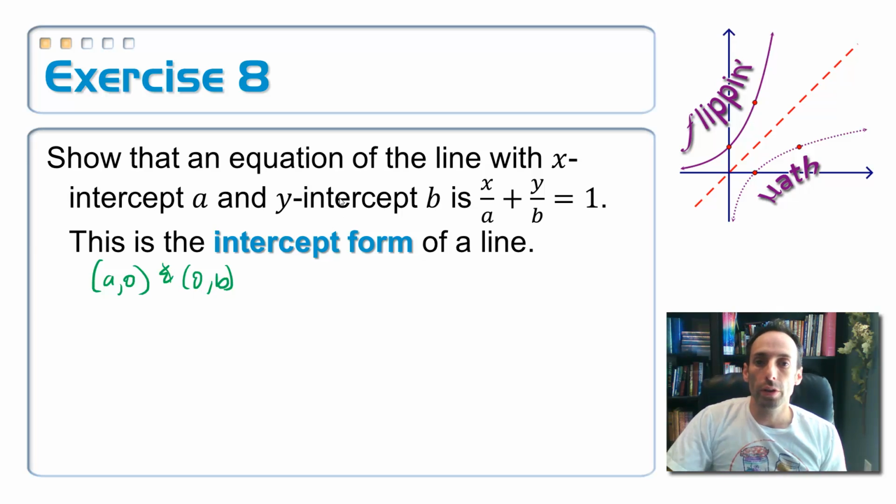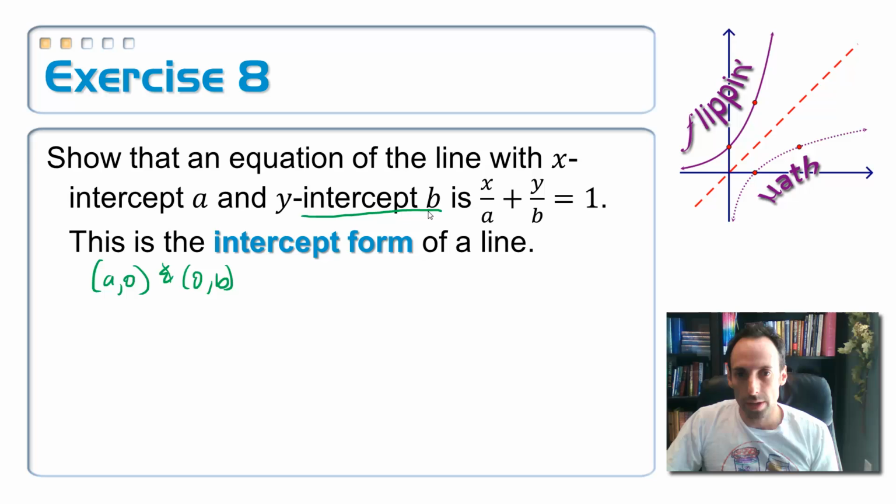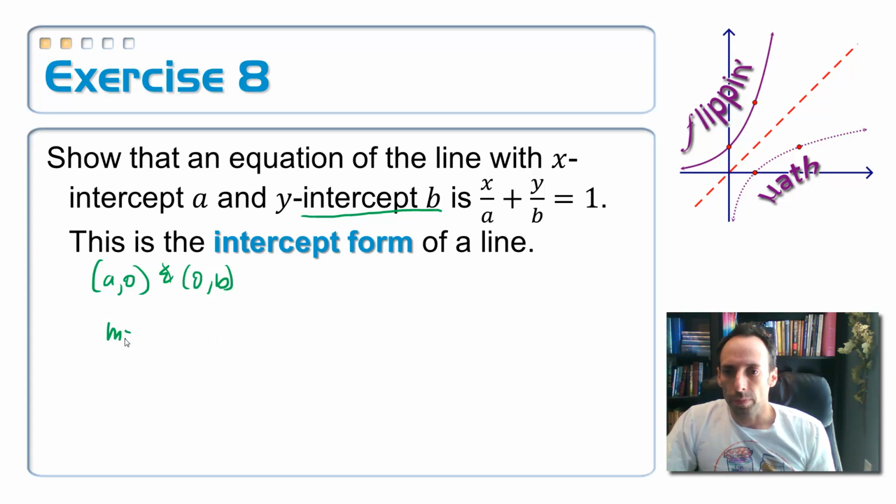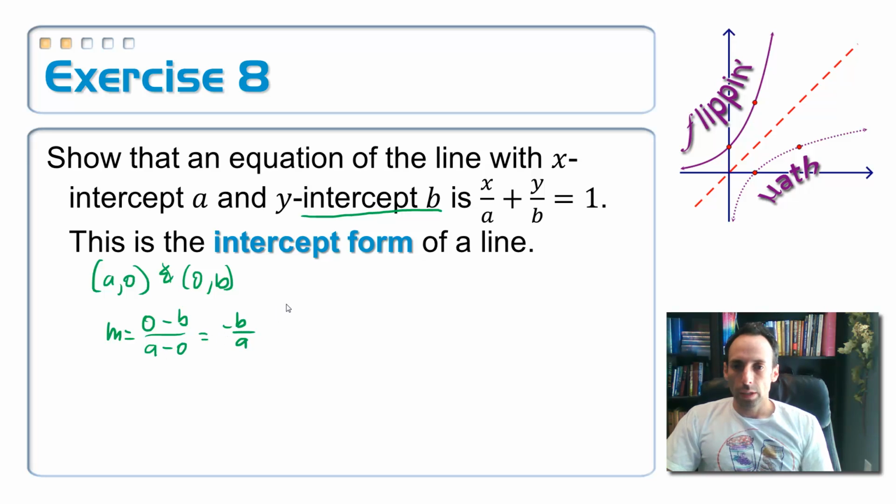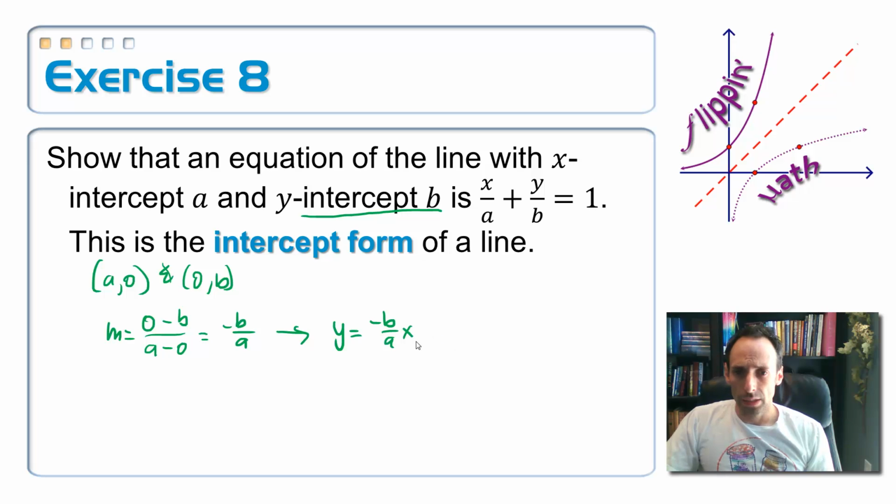I need a slope and a y-intercept. I already have the y-intercept. It's right there. It's b. So now I need the slope. To find the slope, change in y over change in x. How about we go 0 minus b over a minus 0, which is negative b over a. Okay, so now let's just put that into the form y equals mx plus b, like so. y equals a negative b over a x, and then plus b for the actual y-intercept that we were given.